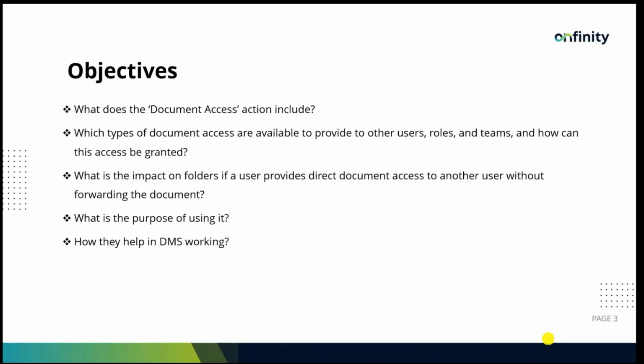Objectives. The objective of this training is to understand the following. What does the document access action include? Which types of document access are available to provide to other users, roles, and teams, and how can this access be granted? What is the impact on folders if a user provides direct document access to another user without forwarding the document? What is the purpose of using it? How do they help in DMS working?